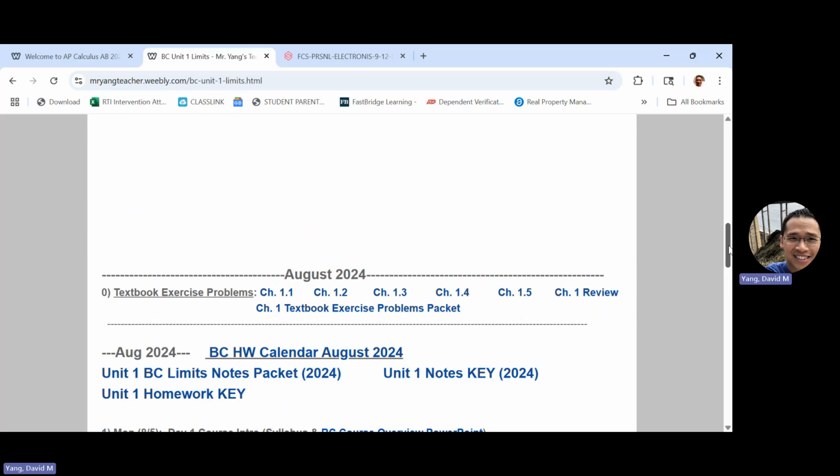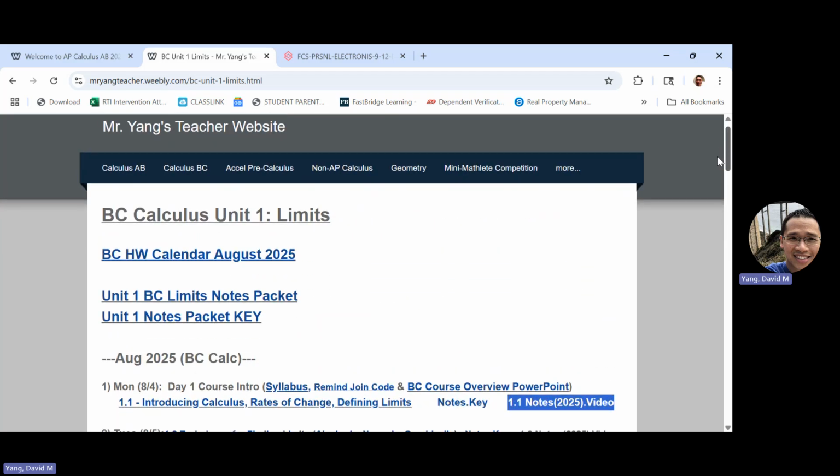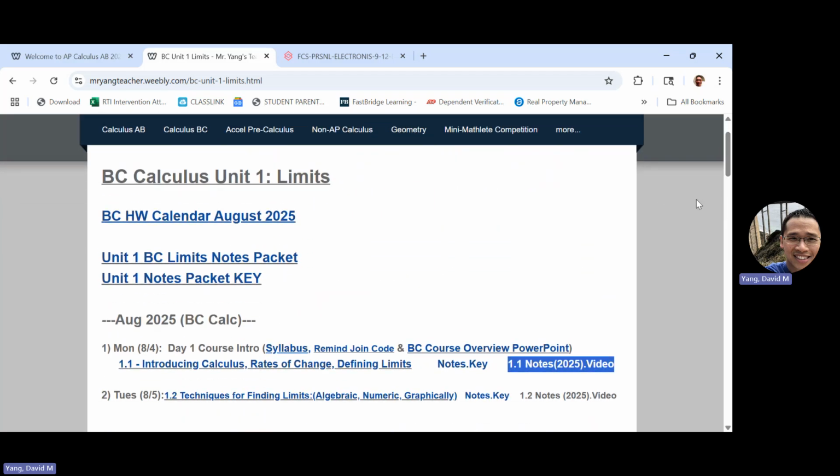Okay, if you can just show me that you can get to this page. Let me just walk around and show me that you can get to this limits page on your phone.